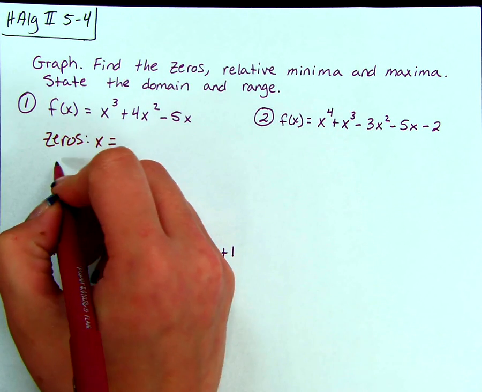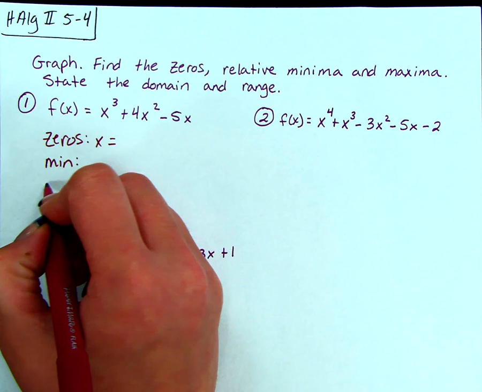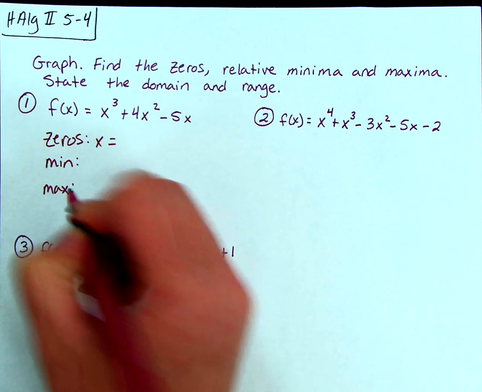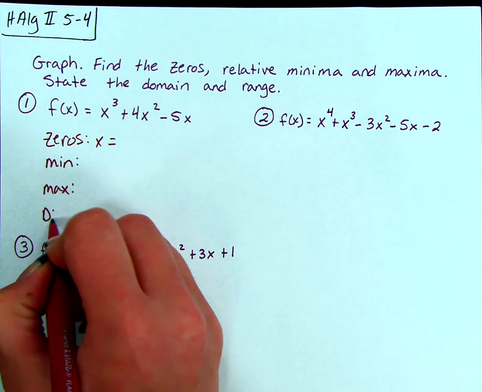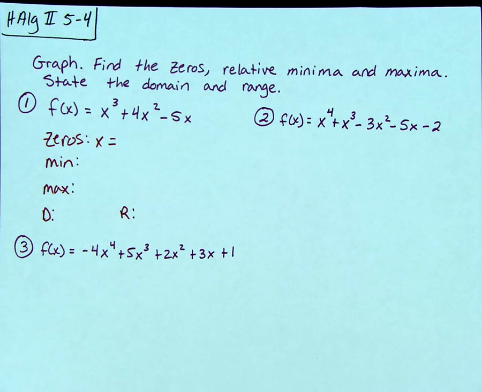We're going to decide if there is a minimum. Those are going to be in the form of points. If there are any maximums, again in the form of points. We're going to state what the domain is and what the range is in interval notation.